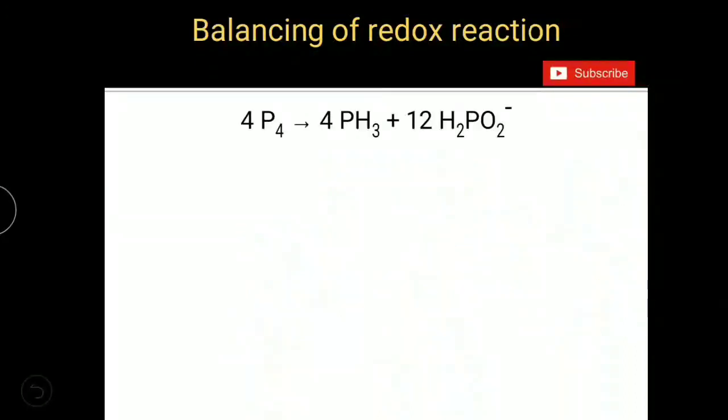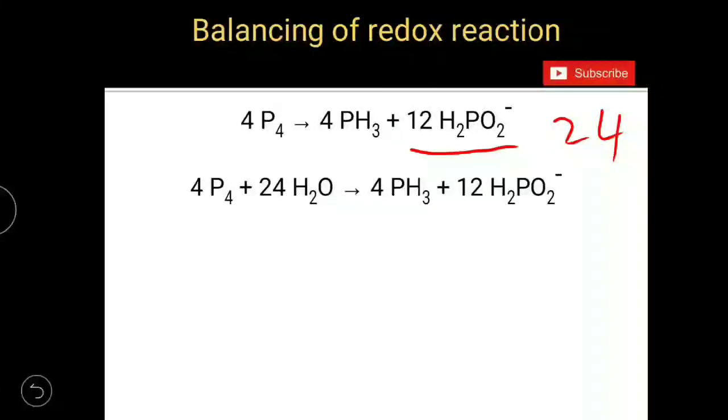Next, we need to balance oxygen atoms. And how can you balance oxygen? By adding H2O. You can see on the right hand side 24 oxygen atoms are present. Left hand side, no oxygen atoms are present. So we can balance oxygen atoms by adding 24 water molecules on the left hand side.